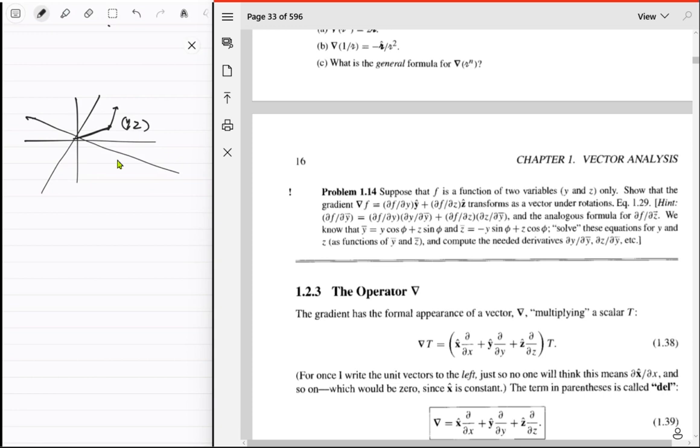Right, okay, so what it is basically saying is that it doesn't matter what kind of coordinate frame you have, with a rotated coordinate frame your gradient is still the same. Yeah, that looks right. Of course, that looks kind of right.